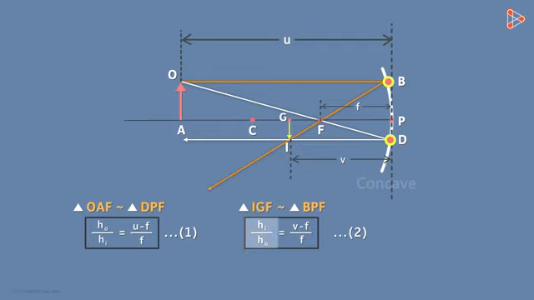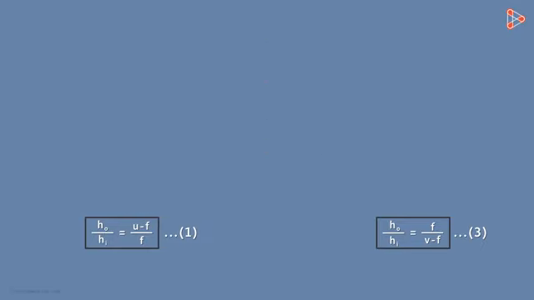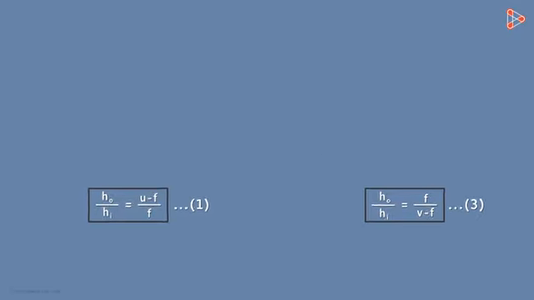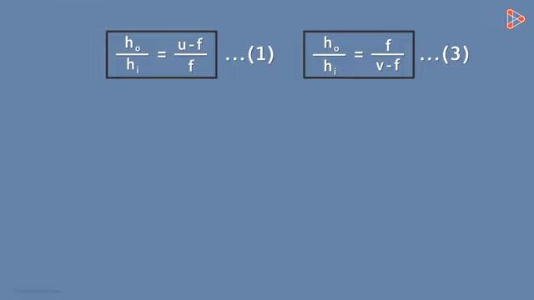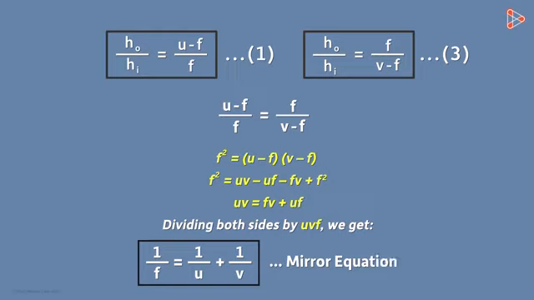Now let's invert equation 2 to get the third equation. We are almost there now. So we have these 2 equations now with us. They both have the same term on one side of the equal to sign, so the other 2 sides will be equal. Cross-multiplying and solving further will finally give us the required mirror formula. Finally, we have our mirror equation in front of us. It was fun to derive it, wasn't it?